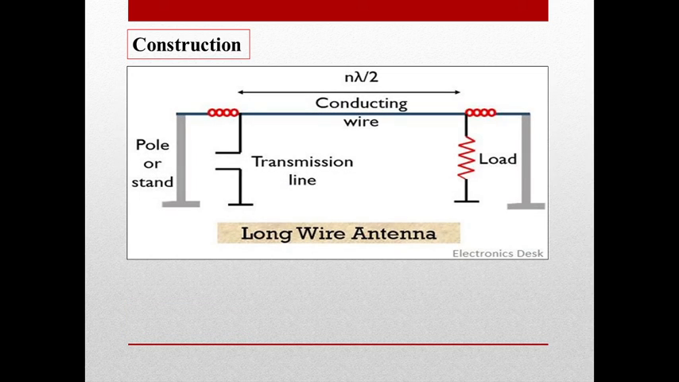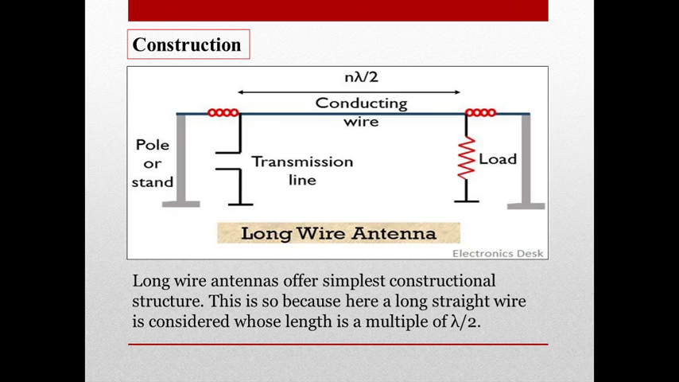Now, this is the construction of the long wire antenna. Long wire antennas offer the simplest constructional structure. This is so because here a long straight wire is considered whose length is a multiple of the half-wave dipole. This is the length of the long straight wire right here. It is a multiple of the half-wave dipole. I believe this is the feeder line which goes to the transmitter and the receiver. And of course, I believe this is the transmitter, and this is the load, so it is the receiver.